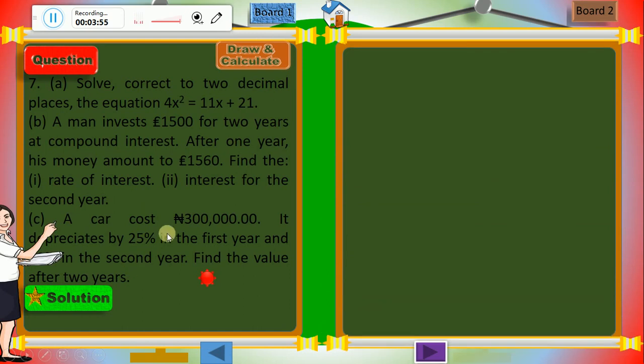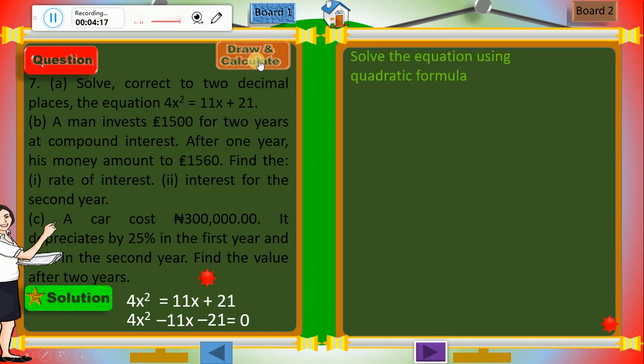Now we are going to solve the equation. This quadratic equation is not in standard form, so we are going to write it in standard form. Now it is in standard form.